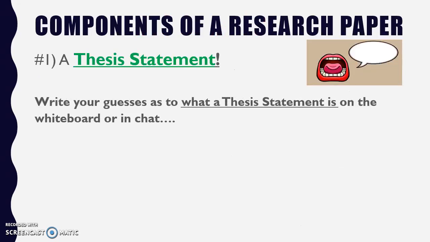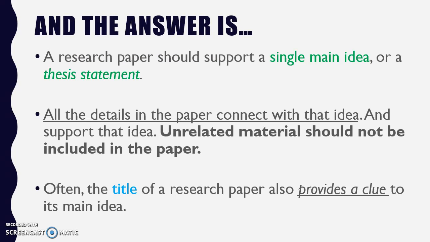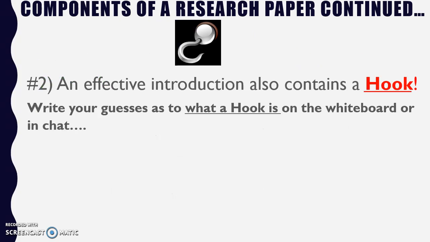So let's get more specific about a few details of a research paper. You need to have a thesis statement, right? So the thesis statement is a single main idea that you discuss throughout your entire paper. Okay, all the details in the paper connect with that idea and support that idea. Unrelated material should not be included in the paper. Often the title of a research paper also provides clues to its main idea.